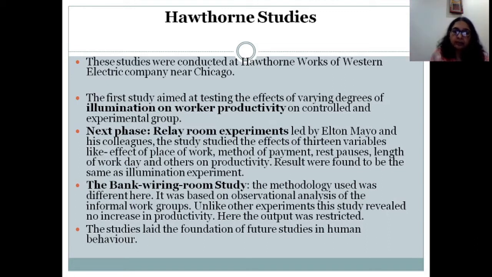So, what did the experiment do? It was looking at the impact of the intensity of light on the productivity of the workers. A test group and a control group were used. The test group initially showed no increase or decrease in output with increase or decrease in illumination. That means the test group is where the experimental changes were made. When the light was increased or decreased, there was no change in the productivity level of the workers in the initial phase.